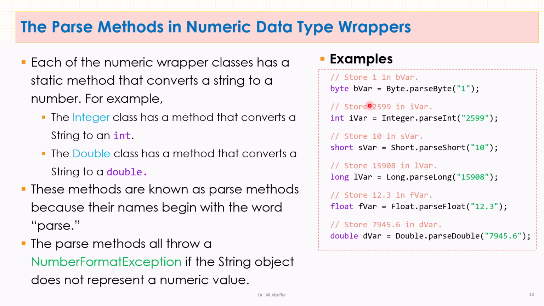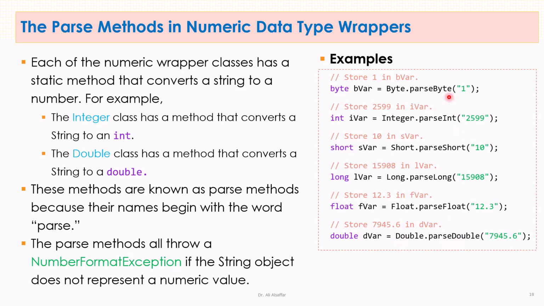The return value will be saved into a byte variable as a primitive data type. For integer, we do the same, but the name of the method is parseInt, and for short, the name of the method is parseShort. For long, the name of the method is parseLong. For float, the name of the method is parseFloat. And finally, for double, the name of the method is parseDouble.